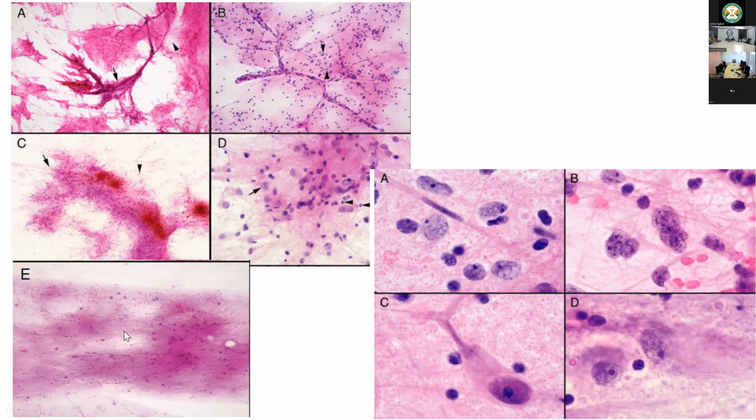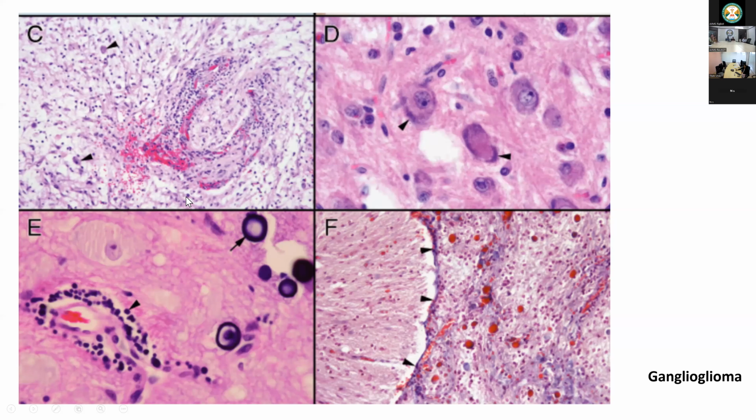And in this power, we can see these large ganglion cells, which are better appreciated in this high power. So these are dysplastic ganglion cells with prominent nucleoli, irregular aggregation of Nissl substance near the plasma membrane, and aggregates of these ganglion cells. So this gives a clue that we are looking at a ganglioglioma. Now this is the histopath section, again showing perivascular lymphocytes and these ganglion cells.